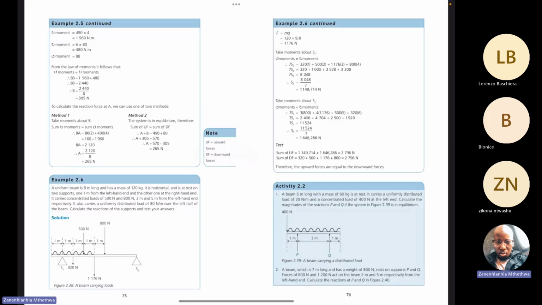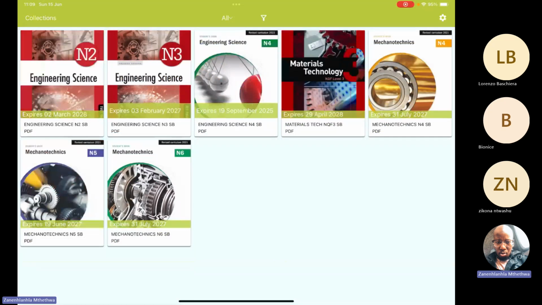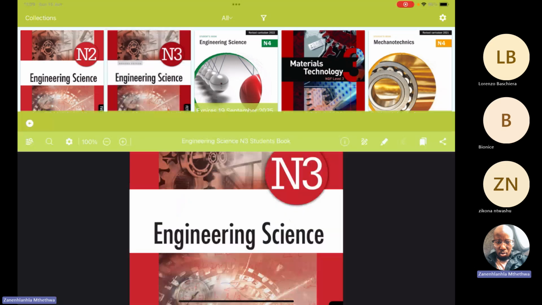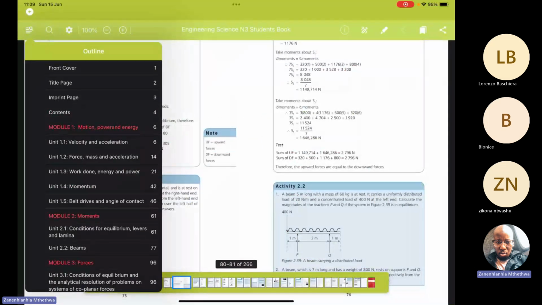Right, just to make sure that we are on the same page. I am using this textbook here, Engineering Science N3, by MJJ van Rensburg. That's the textbook I'm using. Module 1, in fact Module 1 on all the textbooks for Engineering Science N3 is the same. How the modules are arranged, regardless of the textbook, is the same.